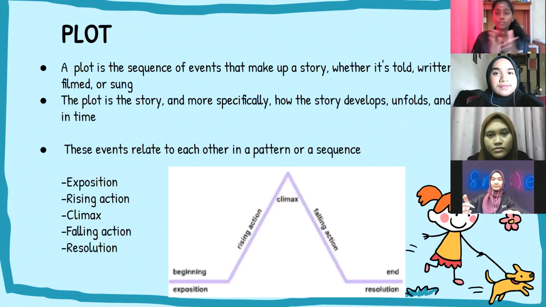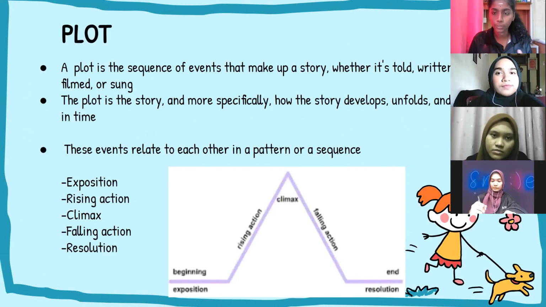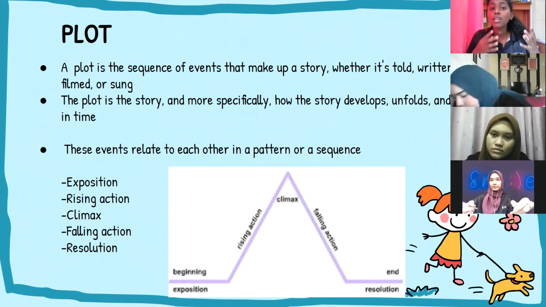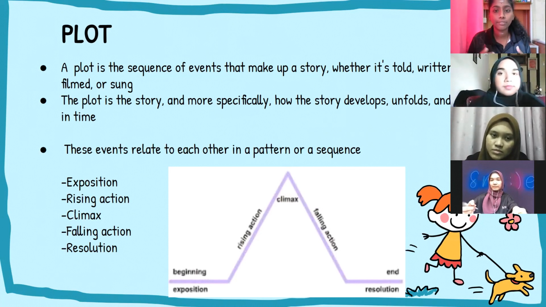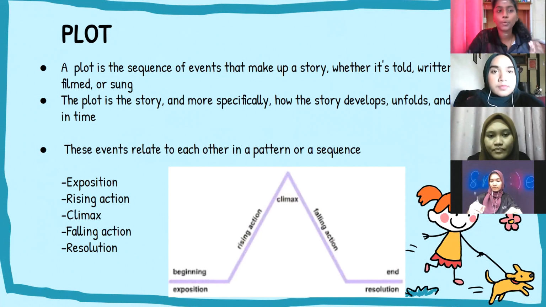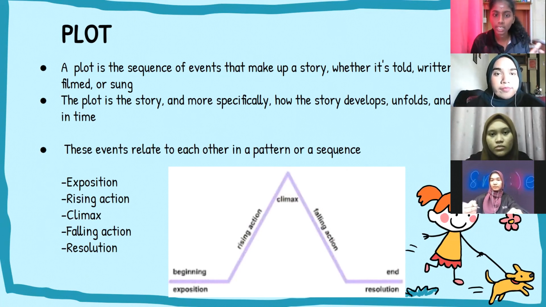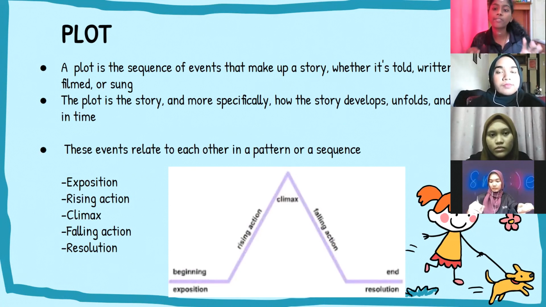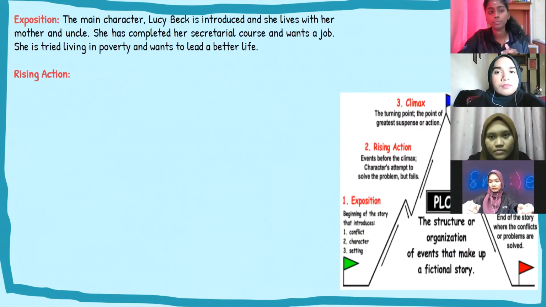So moving on to our final literary component, which we will be focusing on more, which is the plot. So what is plot? Plot is the sequence of elements or events that make up a story, whether it's told, written, filmed, or sung. The plot of the story is more specifically how the story develops and unfolds in time. There are 5 patterns for a plot: the exposition, rising action, climax, falling action, and resolution. We will be focusing on each of the parts now.